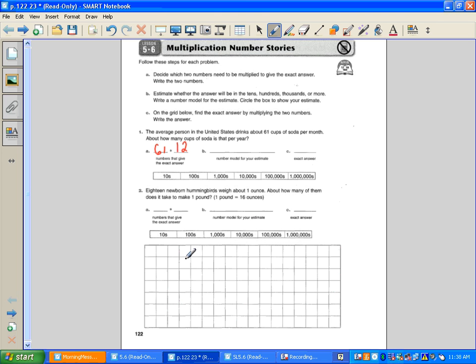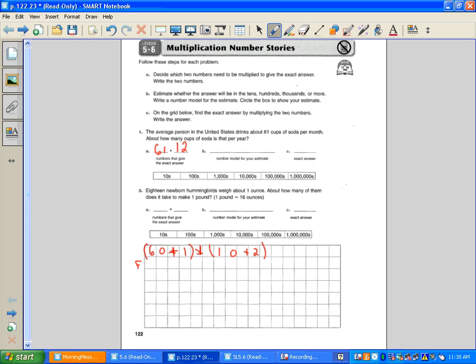Now there's a couple different ways that I can set this up, and I'm going to show you both of the ways. I'm going to do one problem in each way. I can split this up like our multiplication wrestling game, where 61 can be broken into 60 plus 1, times 10 plus 2 for the 12.